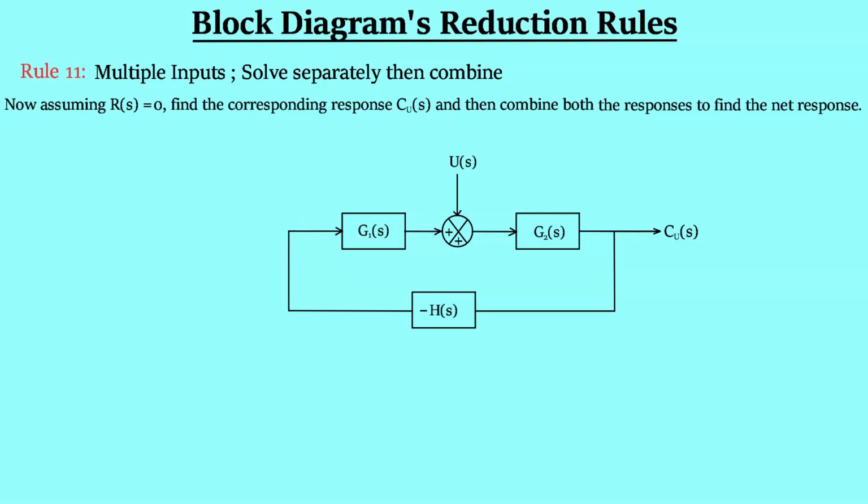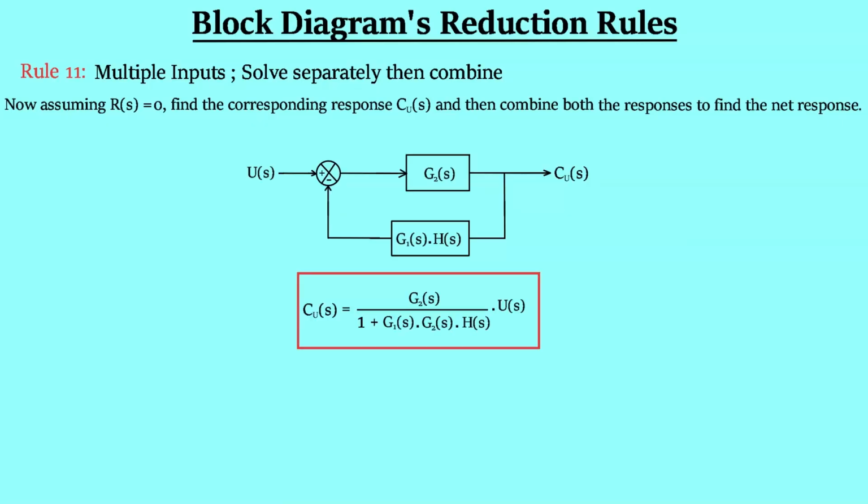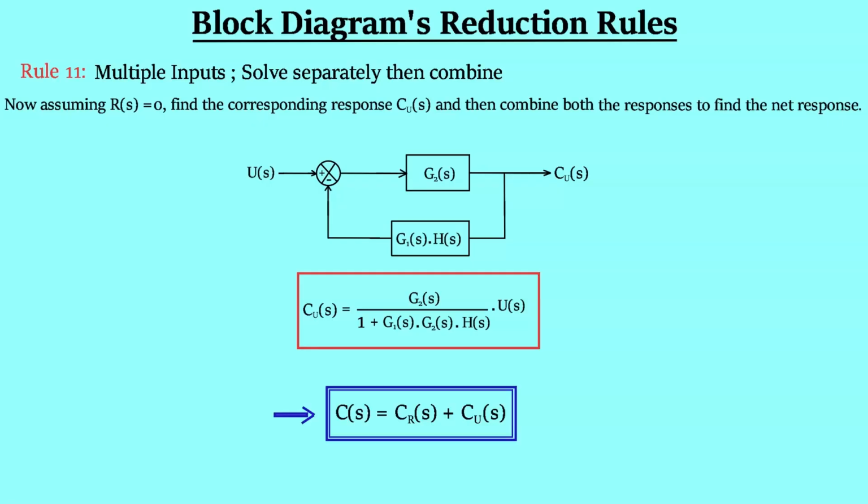Now, you can also see that G1 and H are in cascade. Therefore, we can multiply them, and also the negative sign can be transferred to the summing point. As you know, plus multiplied by minus gives us minus, so the sign will become minus in the comparator. After doing all these modifications, we are left with this block diagram, which can be solved easily. Now you can see we had two inputs which gave us two separate outputs, and to find the net or total response, we simply have to add the two separate responses.